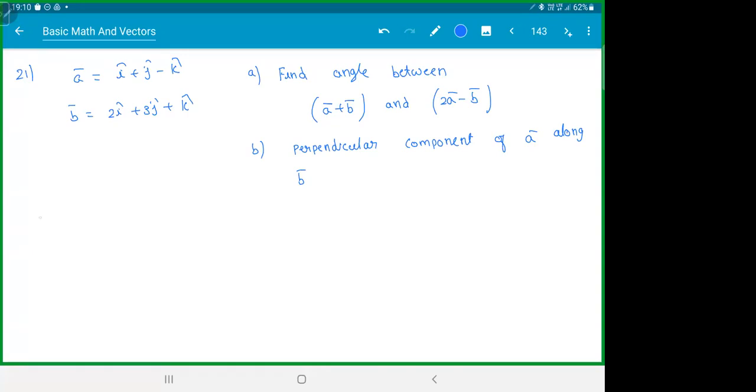A bar plus B bar dot 2A bar minus B bar. You can first find A bar plus B bar, 2A bar minus B bar and finish it out. That is one way to do it, but there's another way. I'll show you that later on. This will be 3I, 4J, and that is 0. 2A bar minus B bar, that will be 2, so that is 0. 2 minus 6, so minus 2J, minus 2 minus 1 minus 3.